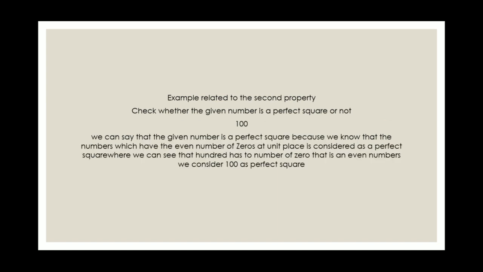Example related to the second property. Check whether the given number is a perfect square or not. The number given is 100. We can say that the given number is a perfect square because we know that a number which has an even number of zeros at unit place is considered a perfect square. Here we can see that 100 has 2 zeros, which is an even number, so we can say that 100 is a perfect square.